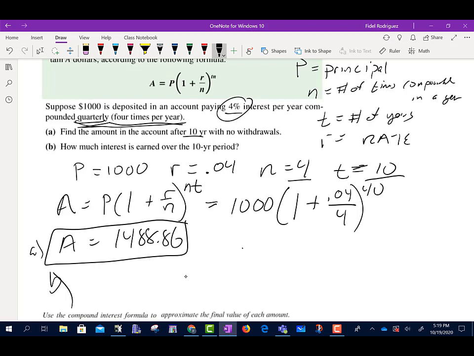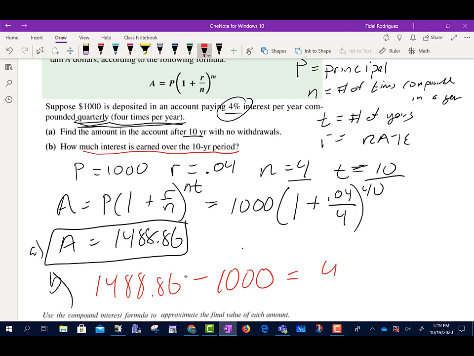Now there is a part B to the question. Part B says, how much interest is earned over the 10-year period? Remember, we ended up with $1,488.86, right? But we started off with $1,000. So the interest that we earned was $488.86. That was my interest. Okay.